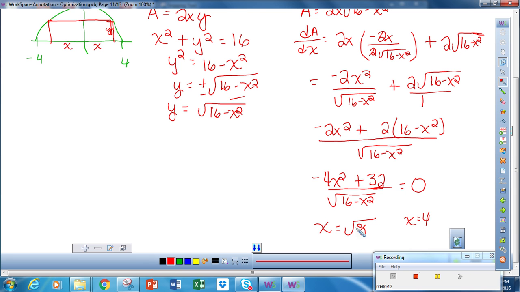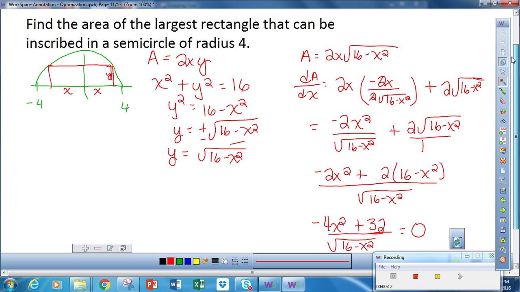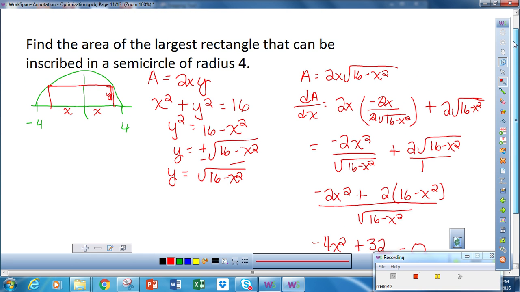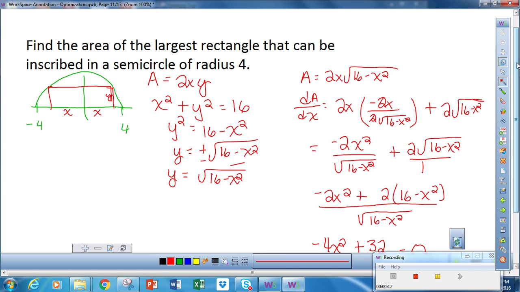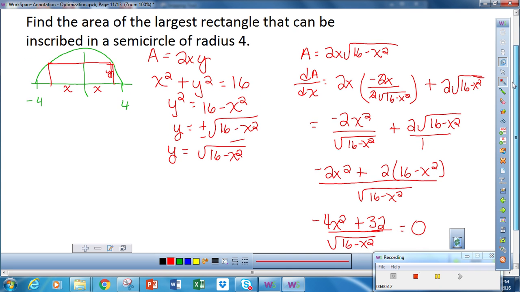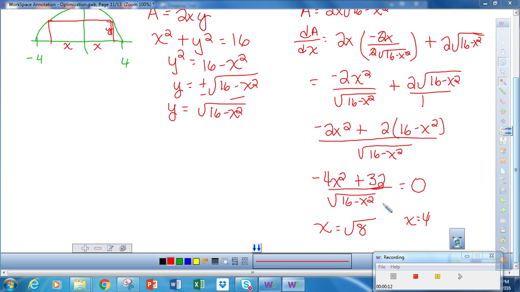Now, in a problem like this, I'm going to be too lazy to check whether this is a max or a min. If this is a free response question, you would have to check to see if it's a max or min. I'm just going to be lazy and not do it, and because we've all bogged down in this, I'm going to say my answer is x equals radical 8.